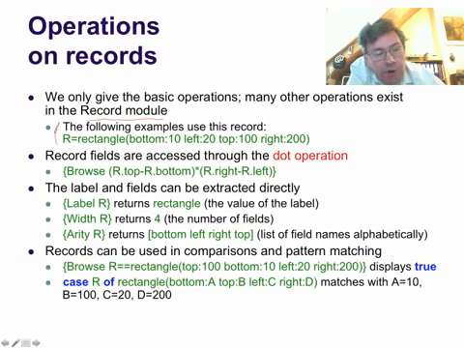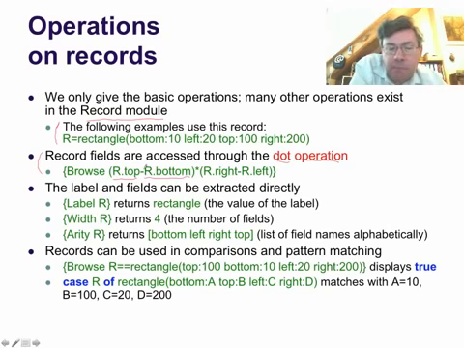I will use the following record: rectangle(bottom:10 left:20 top:100 right:200). The first and most basic operation is the dot operation. This lets us access the fields of a record. For example, R.top minus R.bottom, and R.right minus R.left, and then we do the calculation. Notice top, bottom, left and right don't have to be known in the text of the program. They can be atoms that are calculated or returned as results of functions and so on.